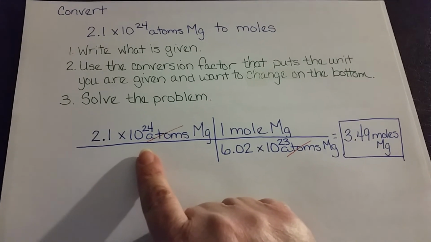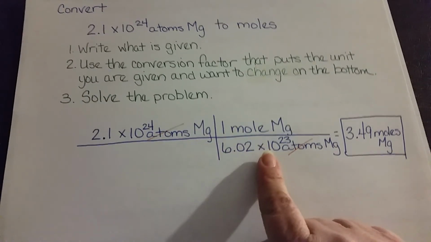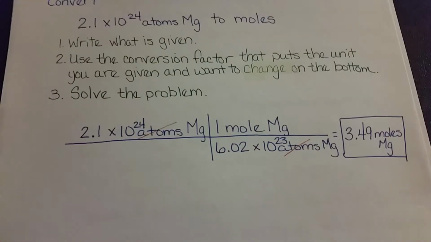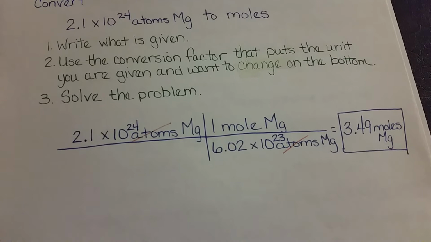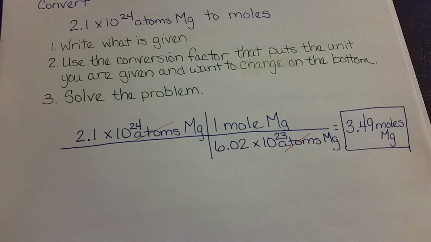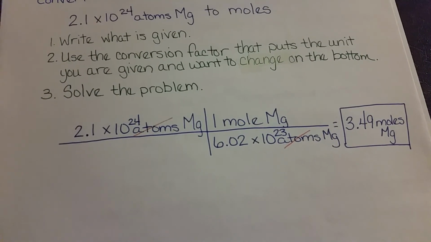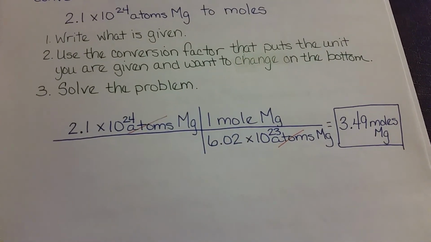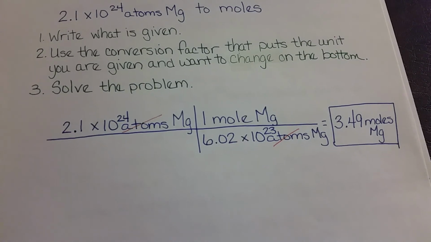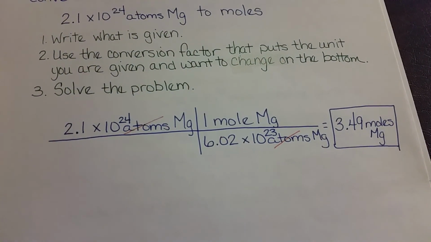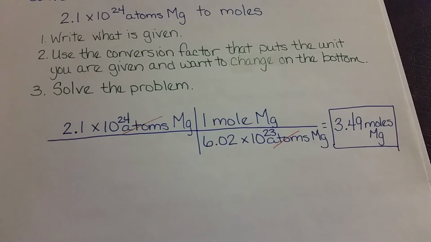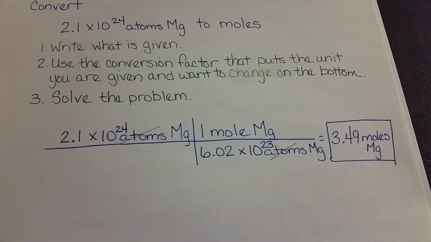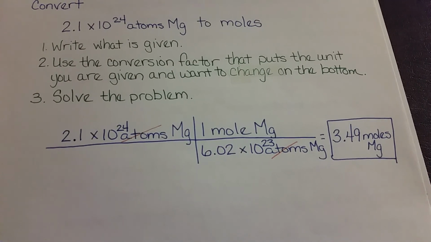In this case, it would be 2.1 divided by Avogadro's number, 6.02. Into your calculator, you would enter 2.1 EE 24. Then you would hit divided by 6.02 EE 23. The answer would end up being 3.4, 88 something, round to 3.49. Do not forget units. These become really important. So 3.49 moles of magnesium.